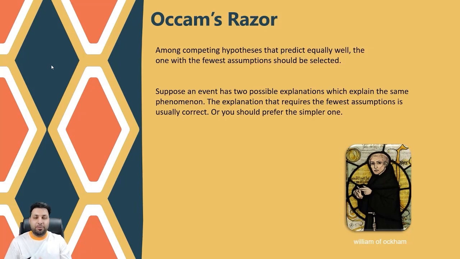It means that you have 3, 4, 5, 10 options. You should choose the one which has the fewest assumptions. I don't know why, but sometimes maybe it works. Here is the example. Explains the same phenomenon. The explanation that requires the fewest assumptions is usually correct, or you should prefer the simpler one.